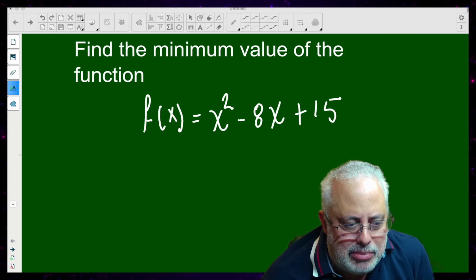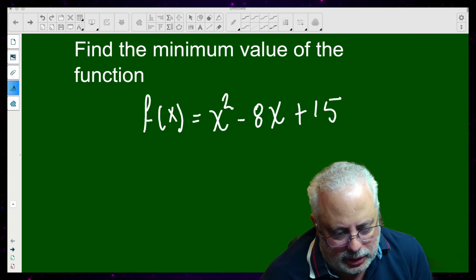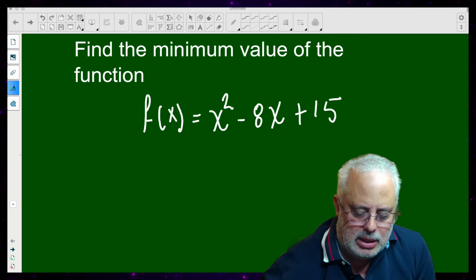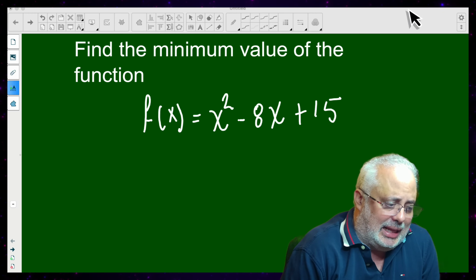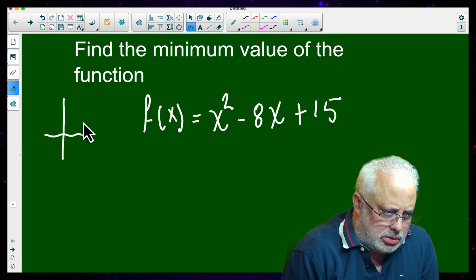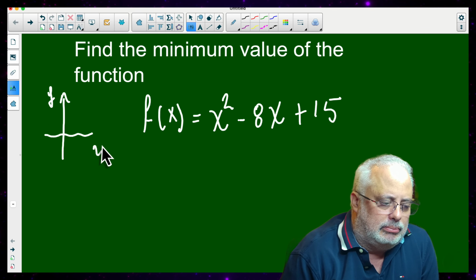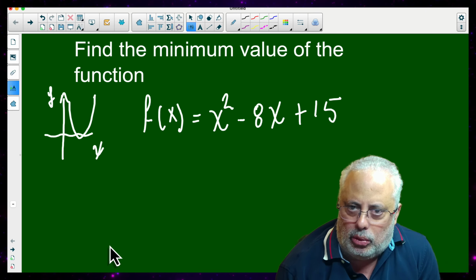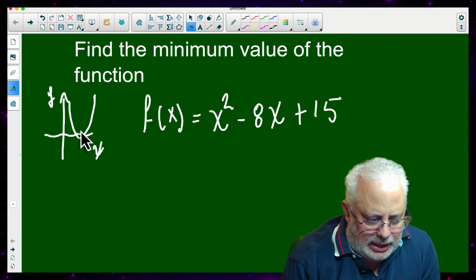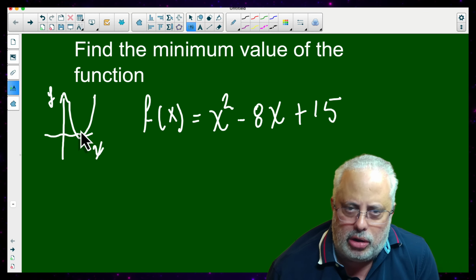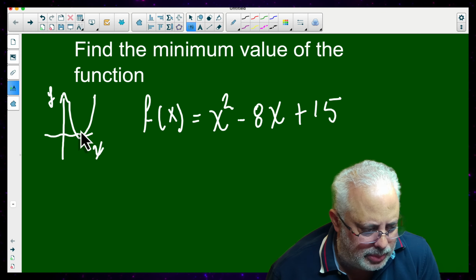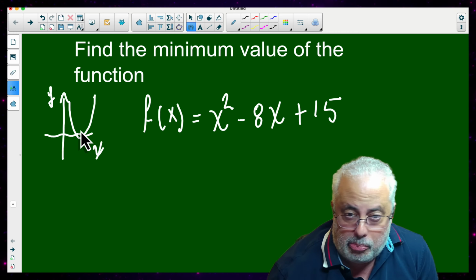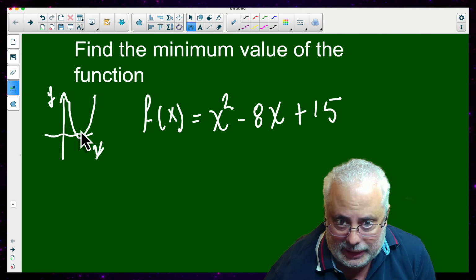How can we find the minimum value? First, we have to know the graphing perspective of a quadratic function. Keep in mind that this is more or less a quadratic function. It's a parabola. And we have many features on this, but we are not going to talk about those features right now. We are going to talk about the minimum, the vertex of the parabola, and the opening of the parabola.